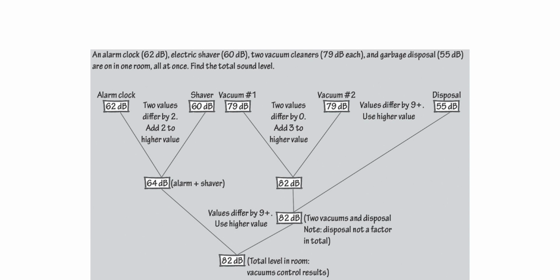So the alarm clock and shaver are yielding a resultant of 64 decibels, and you compare it with the vacuum. The vacuum has the higher decibel level, and also if you compare it with the garbage disposal, it is the same. The vacuum has the highest sound pressure level. So the resultant sound level will mostly be the sound which is received from the vacuum.